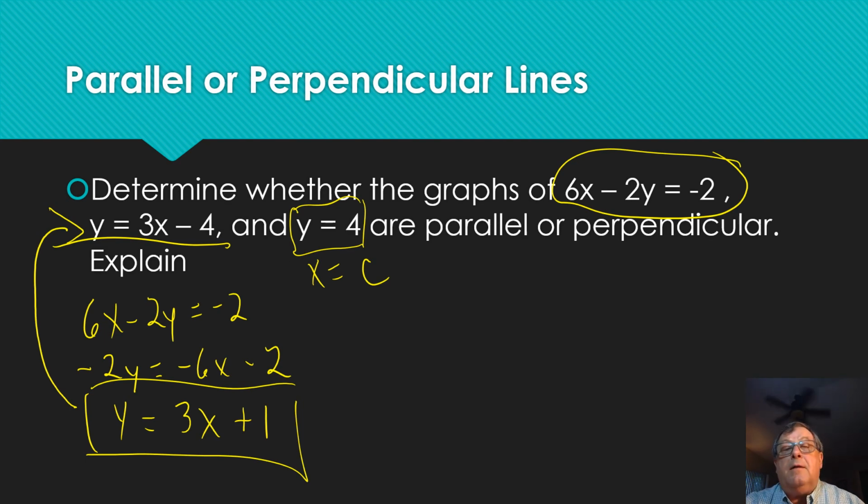So by getting the equations in the same form and determining the slope, then I can make that comparison. If they're parallel, they have the same slope. If they're perpendicular, then the slopes are going to be the negative reciprocal of each other, or if I multiplied the two slopes together, I'd have a product of negative 1. And if it's not either one of those two, then the lines are neither parallel nor perpendicular.